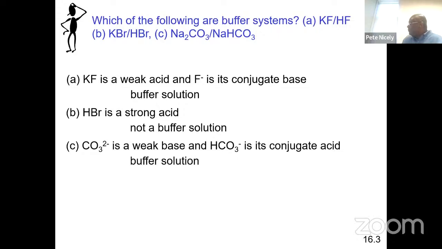Okay, let me see here. I'm trying to decide what to do. Okay, let me move on to the next page.